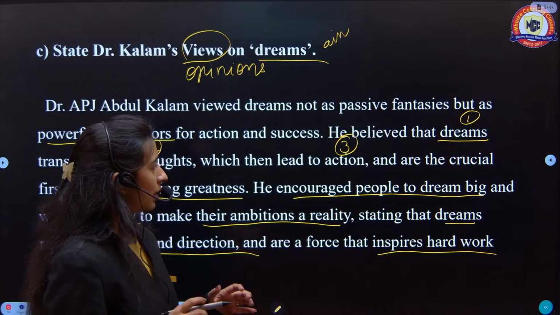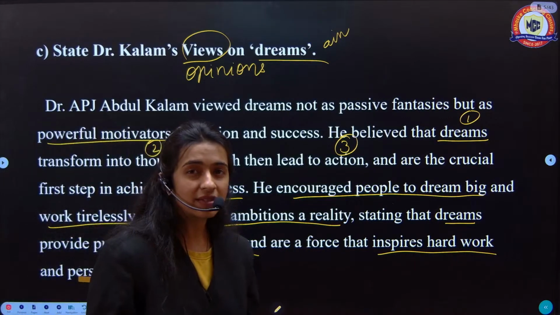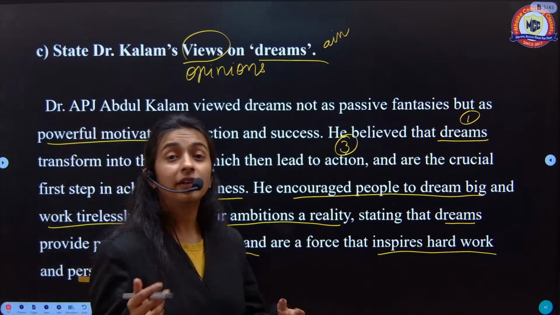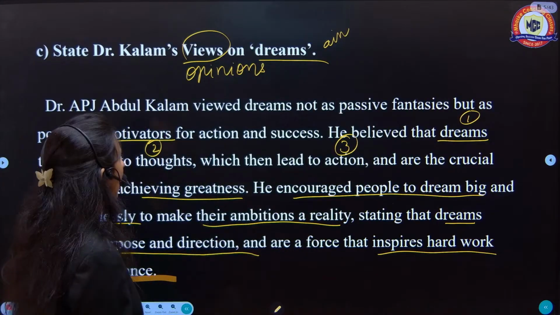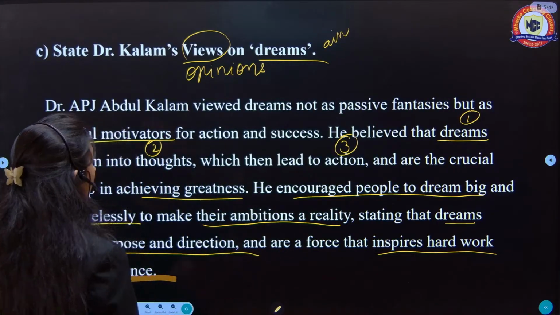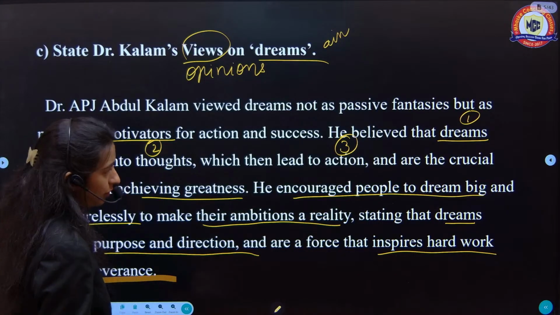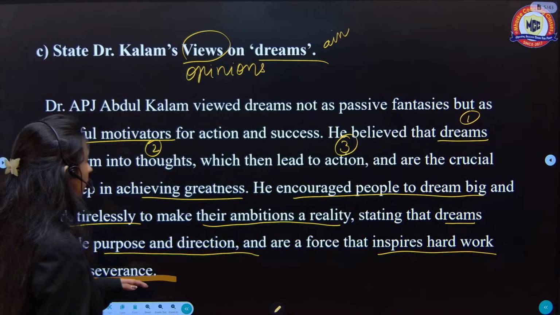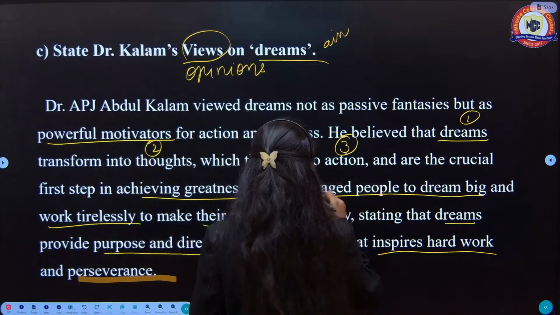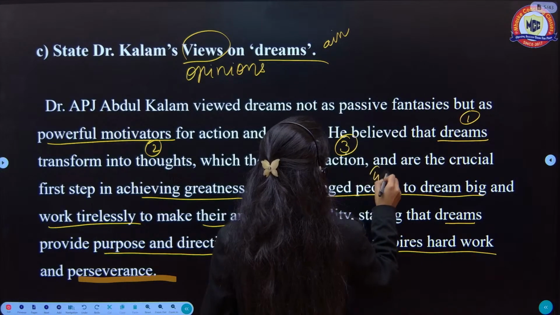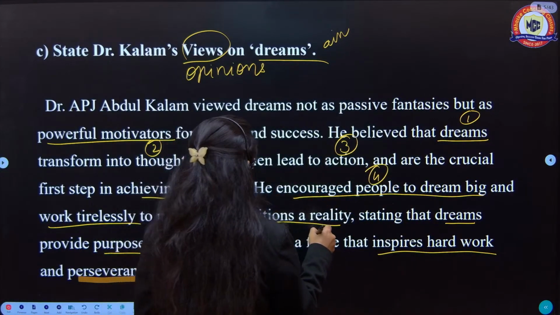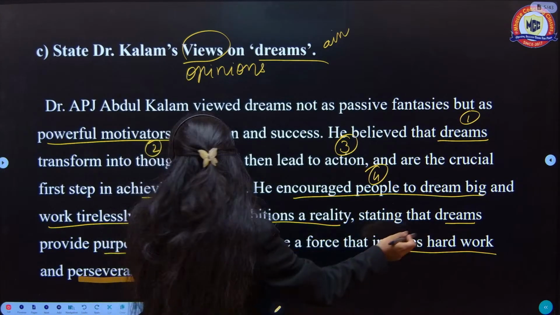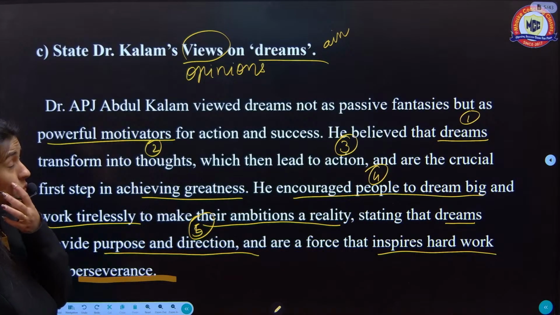So make sure that it's not fantasies, or the dream which comes in your sleep. The dream will not let you sleep. So make sure that you are writing an additional point about this, and 1, 2, 3, 4 points will be added into it. Okay, so this is what his views are. You can write: he used to encourage people to dream big and work tirelessly. Dreams provide purpose and direction, and inspire hard work and perseverance. These are 5 points you can write.